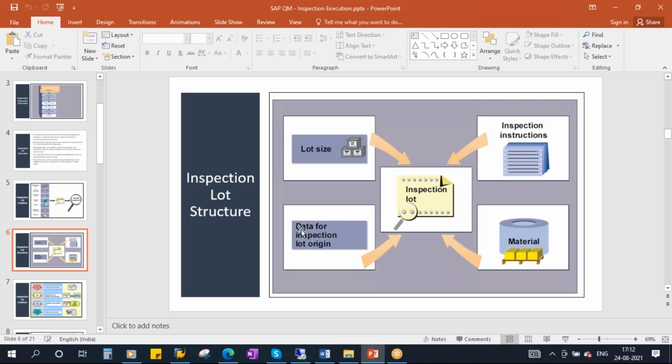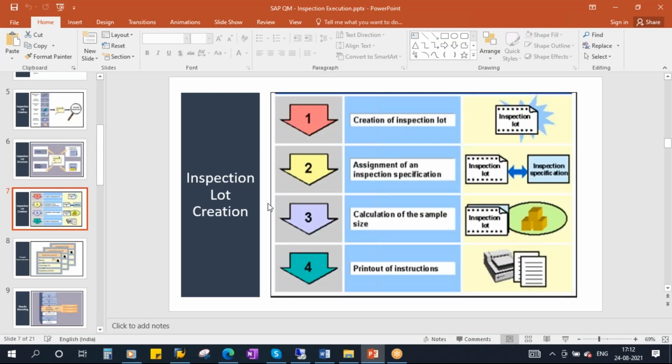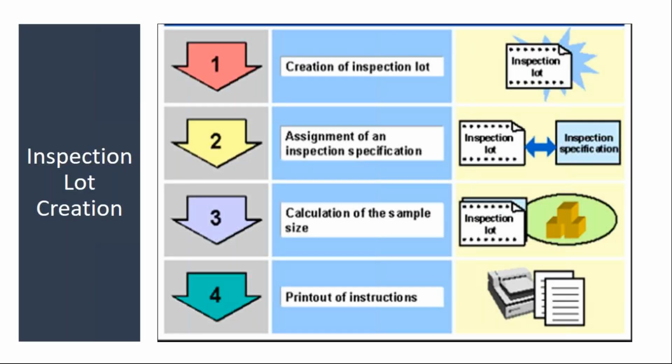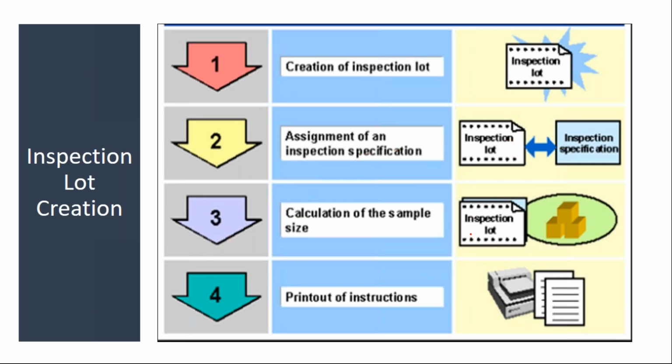So now let's continue. The first step normally is the creation of the inspection lot. Once the inspection lot gets created, you have to assign the specification. The next step is assignment of inspection specification. After that, sample calculation. In the inspection lot, you need to calculate the sample quantity. Then only the lot status will get changed to released. So now we will start the process.